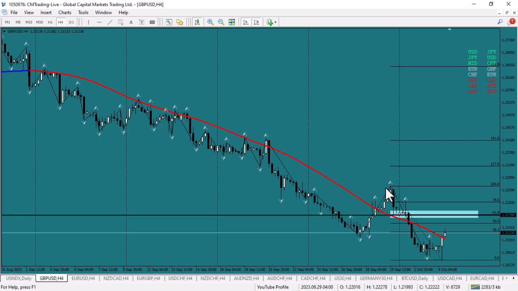The pound, if you draw the Fibonacci from here, from that high of this last move there to this low here, and you look at the relative strength, you can see that the pound is really weak, and it's been weak for quite a long time, and now with the dollar very strong.